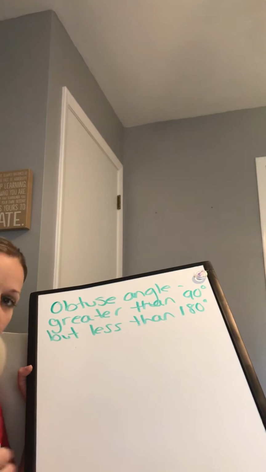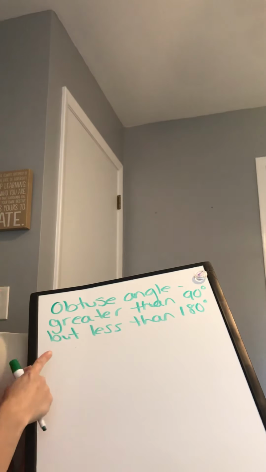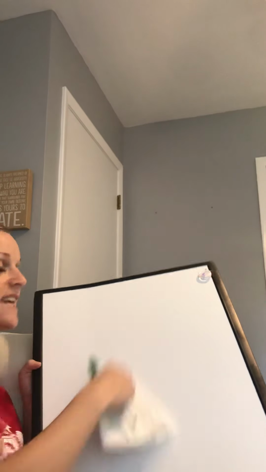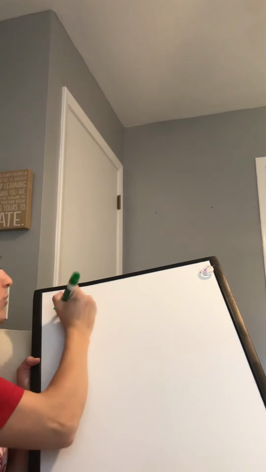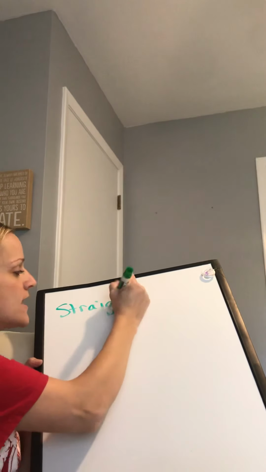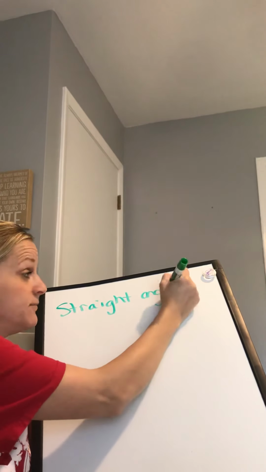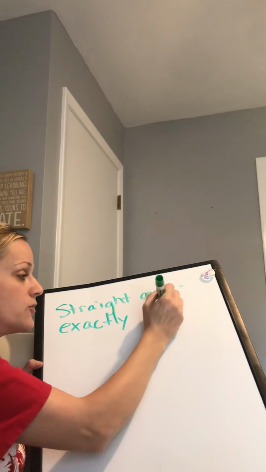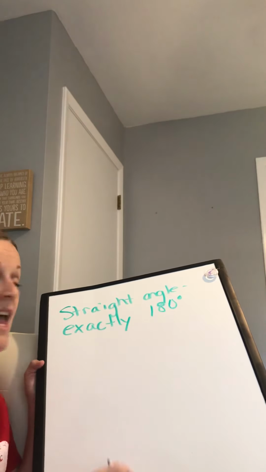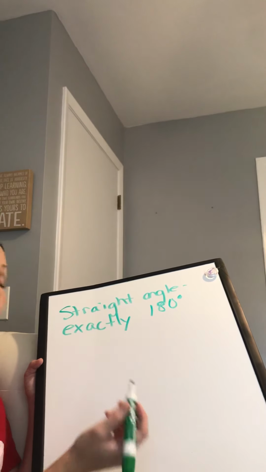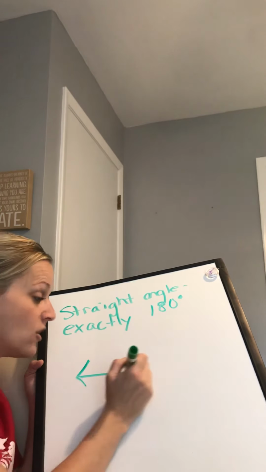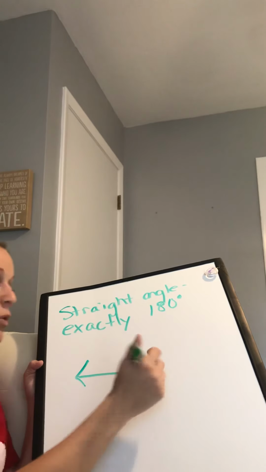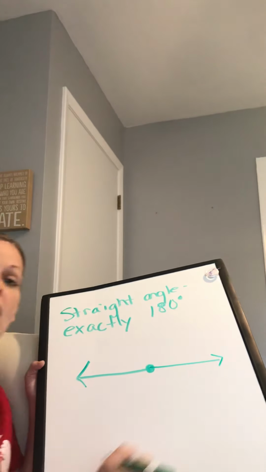So we have an acute angle, a right angle, an obtuse angle, and now we're going to talk about a straight angle. That's our last one, our 4th one. A straight angle is exactly how it sounds. It's exactly 180 degrees. And it makes a straight line. But it's not a line, it is an angle because it shares an endpoint and is made up of 2 rays.